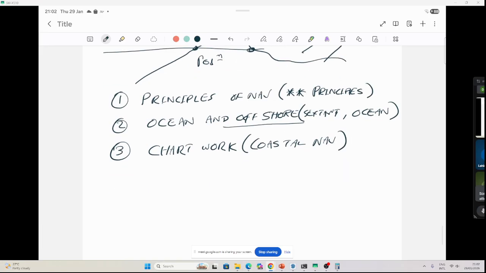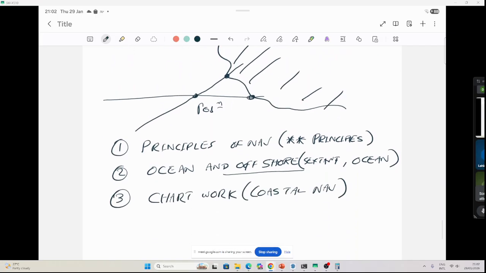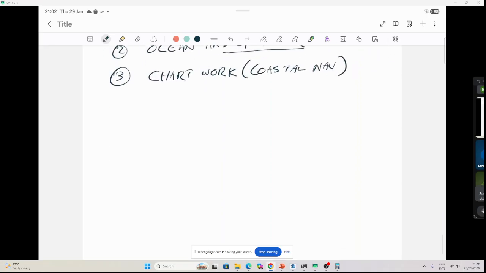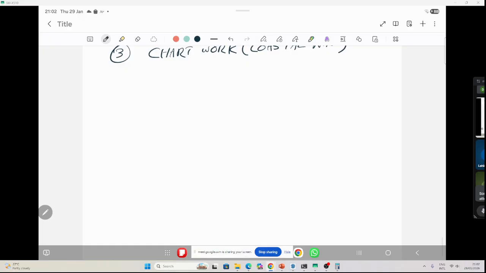All right. Okay. So now let's go back to ocean and offshore navigation position fixing. So in order to fix your position, right, when you are in deep sea, you need, assume that you don't have the GPS.